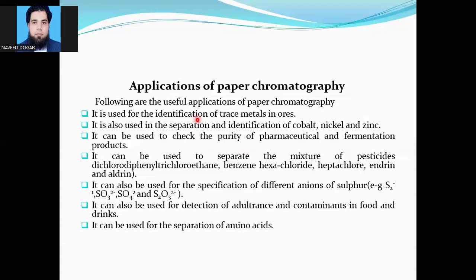Lastly, we will discuss the applications of chromatography. It can be used in the identification of trace metals in ores. It can be used for the identification of cobalt, nickel, and zinc. It can be used to check the purity of pharmaceutical and fermentation products. It can be used to separate mixtures of pesticides like dichlorodiphenyltrichloroethane, benzene hexachloride, heptachlor, endrin, and aldrin, etc. It can also be used for the separation of various anions like sulfide, thiosulfate, and sulfate. It can also be used for the detection of adulterants or contaminants present in food or drinks, or for the separation of amino acids.